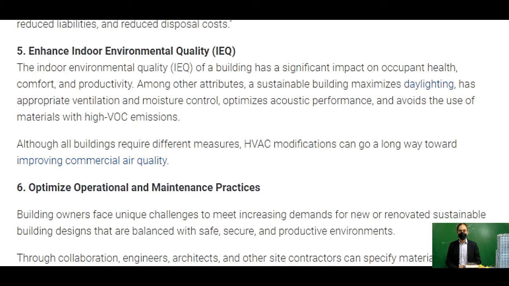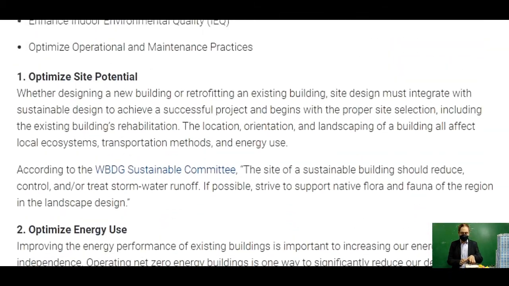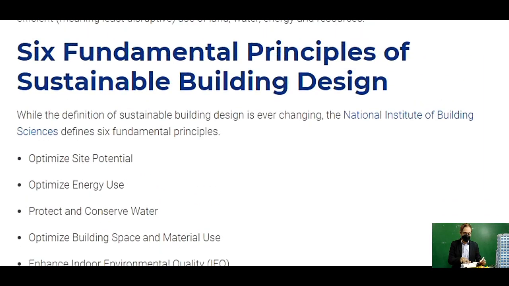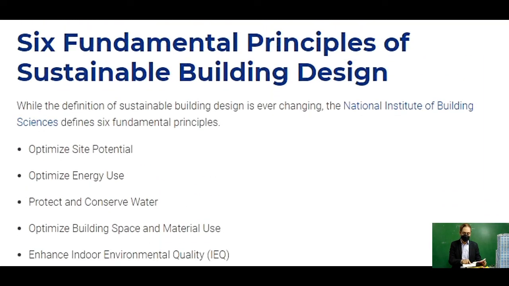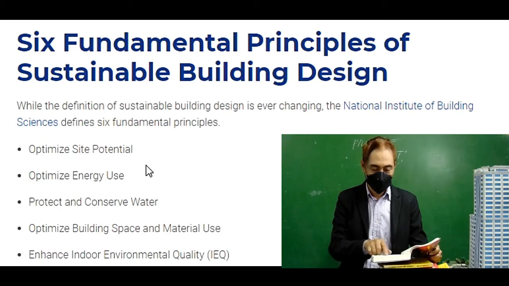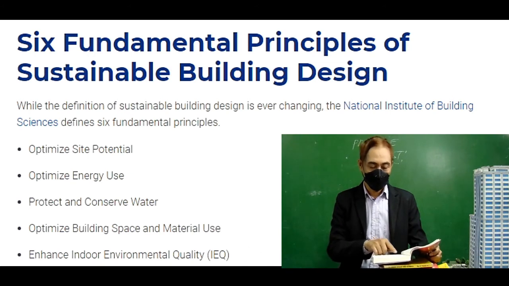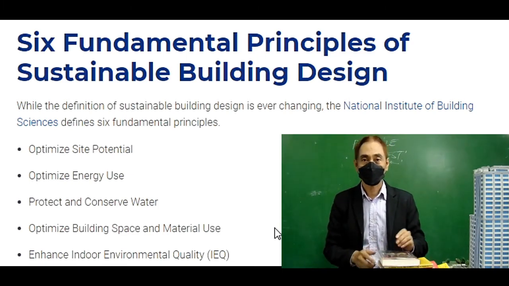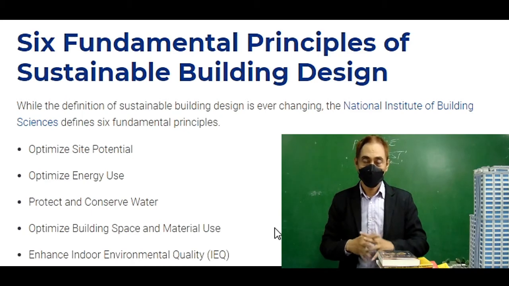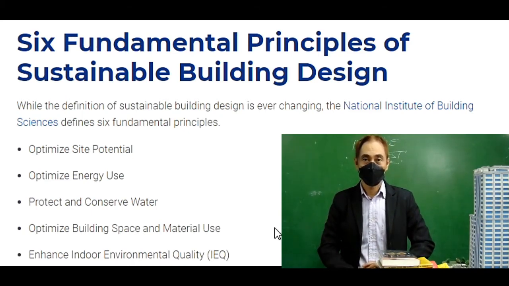Okay, so those are the 6 fundamentals in sustainable building design or green architecture. Again, number 1 is optimize your site potential. Number 2, optimize energy use. Number 3, protect and conserve water. Number 4, optimize building space and material use. And number 5, enhance indoor environmental quality. Optimize operational and maintenance practices at number 6.